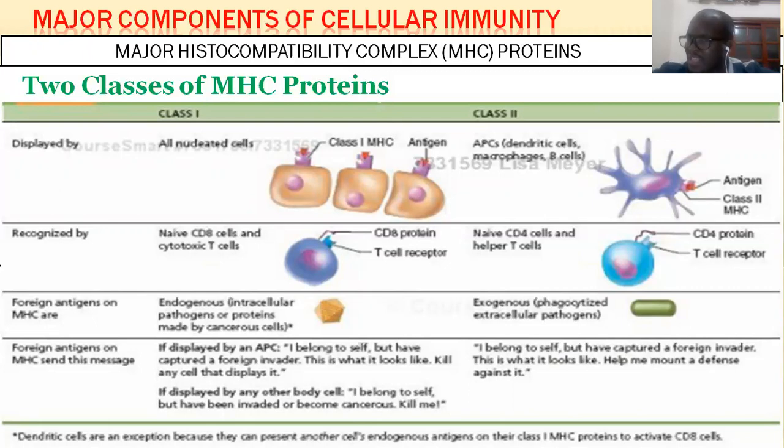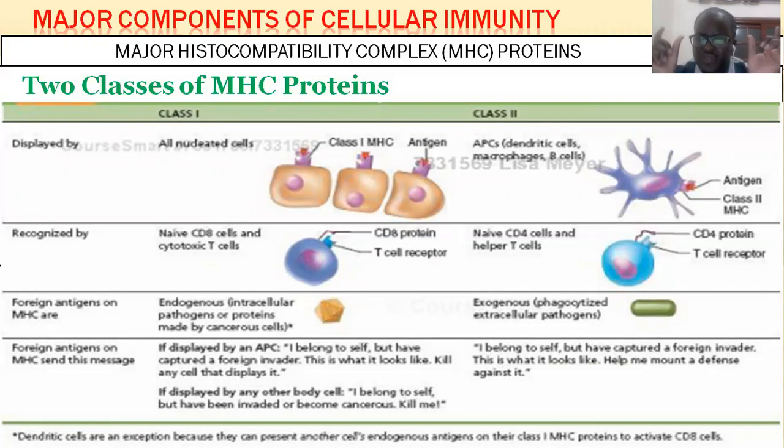So before that happens, it's going to present that antigen to say, I'm part of self, or the body, but I've been infected by a bacteria, I've been infected by a virus, or I'm about to become cancerous, or I've become cancerous. So before anything goes wrong, can you destroy me? The cytotoxic T cells are there now to destroy it.